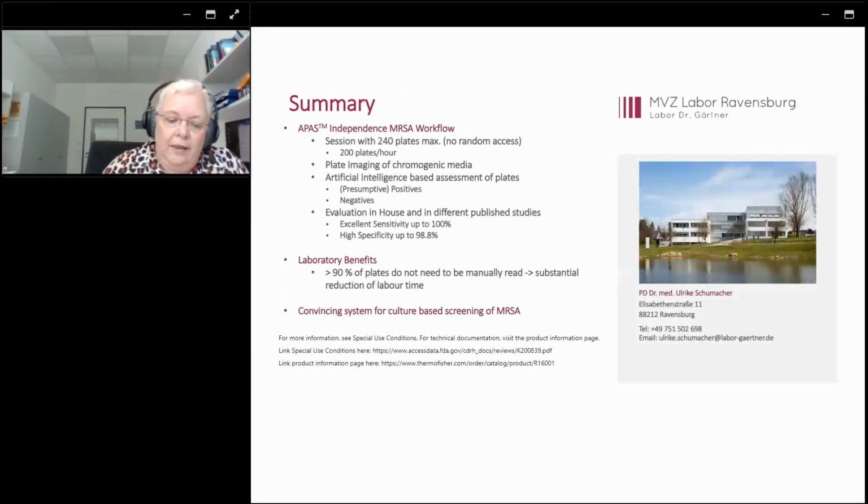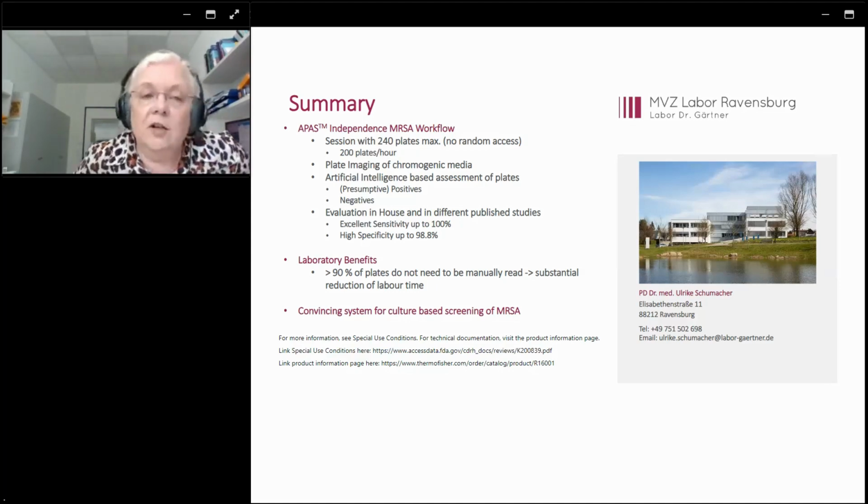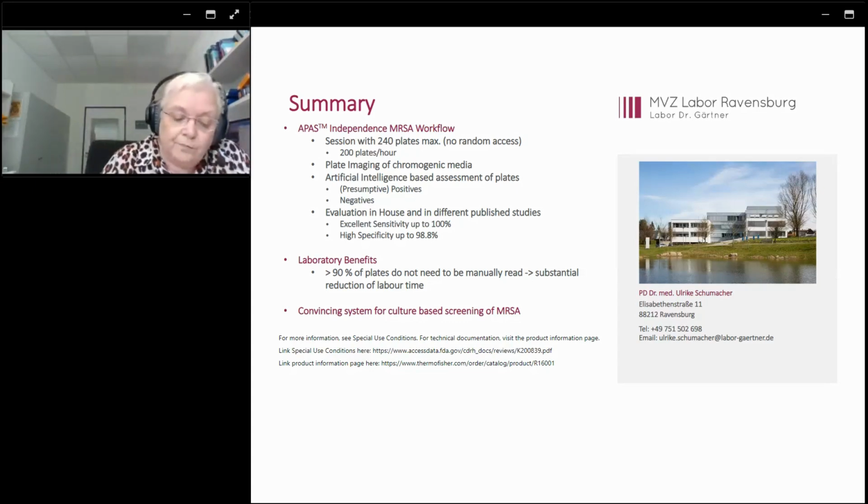So taking that together, the APAS Independence is a very convincing system for culture-based screening of MRSA samples. It allows reading of up to 240 plates in one session, and a complete session runs 72 minutes. Reading of the most commonly used chromogenic media for MRSA is possible, and the plates are sorted by the special software into presumptive positive or negative.